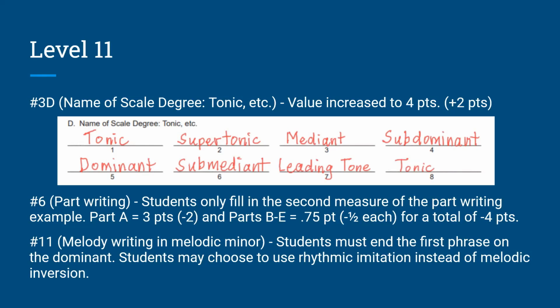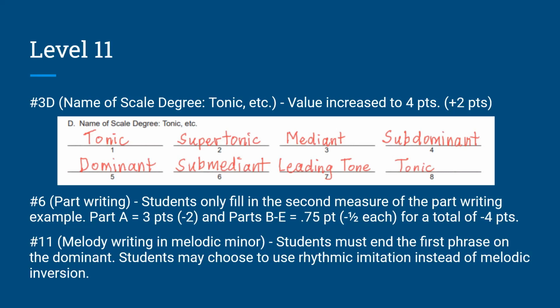And number 11, melody writing in melodic minor: students must end the first phrase on the dominant. Students may choose to use rhythmic imitation instead of melodic inversion. On the melody writing for both 11 and 12, it's going to look exactly the same for both of those levels. This was another topic for teachers and students when they were saying that the tests were too hard and people were losing a lot of points.